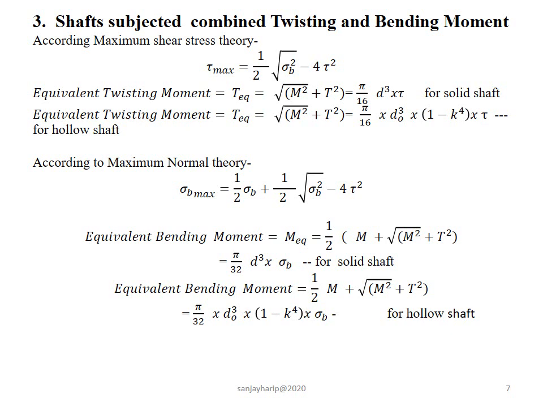One is the maximum shear stress theory, that is known as Guest's theory. This theory is generally used for ductile materials such as mild steel. And the second theory is the maximum normal stress theory, which is also known as Rankine's theory. It is used for brittle materials such as cast iron. So as shown in the slide, we can obtain the diameter of shaft when the shaft is subjected to both twisting and bending moment, for solid shaft and hollow shaft.